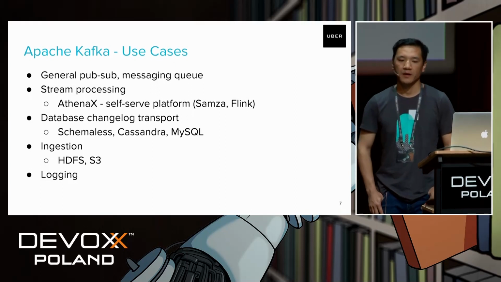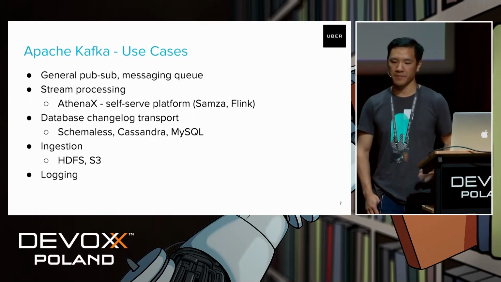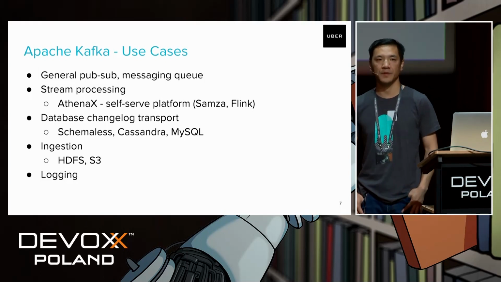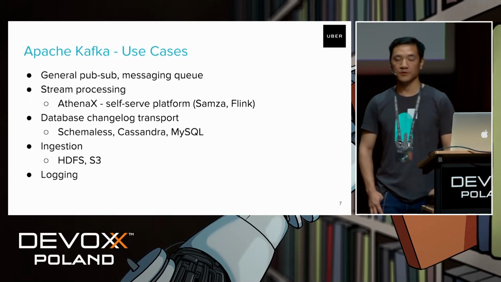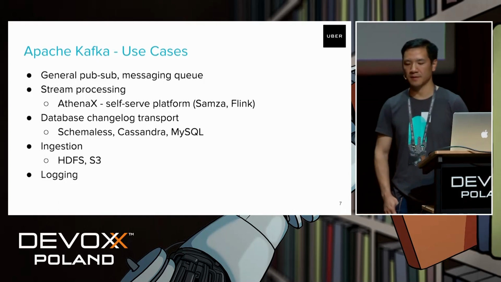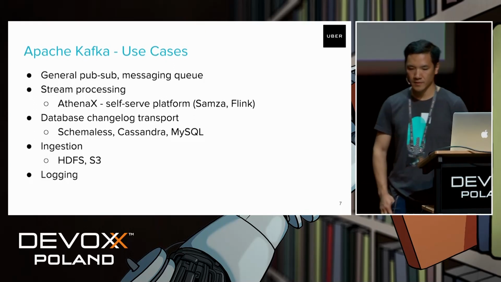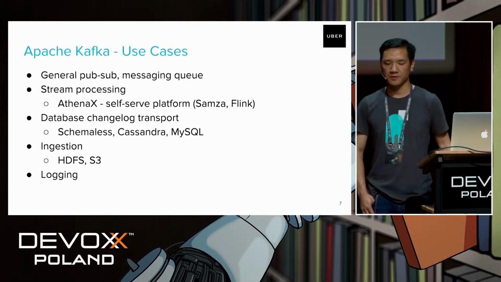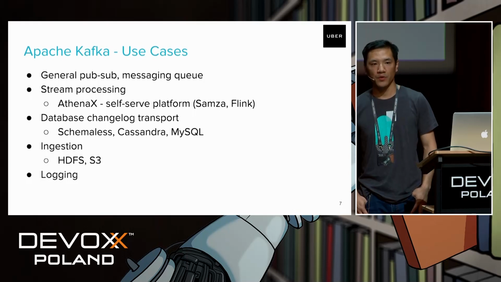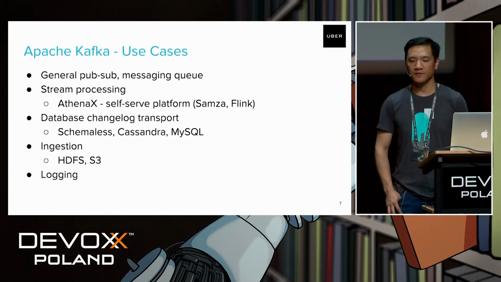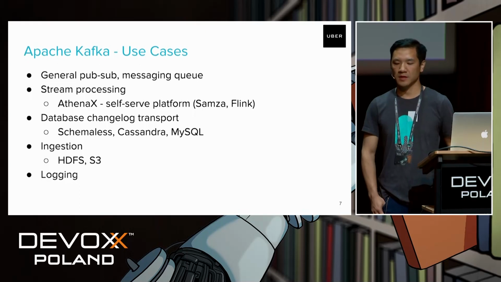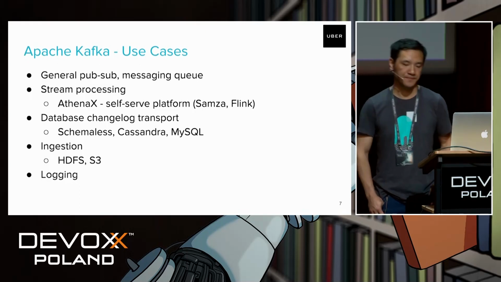In summary, Kafka is being used at Uber for many use cases. Here I list 5 different categories. The first one is general pub/sub and messaging queue. Secondly, as I mentioned in the previous examples, stream processing. We have our own in-house self-service platform, which we call AthenaX, which is built on top of open source Apache Samza and Flink.